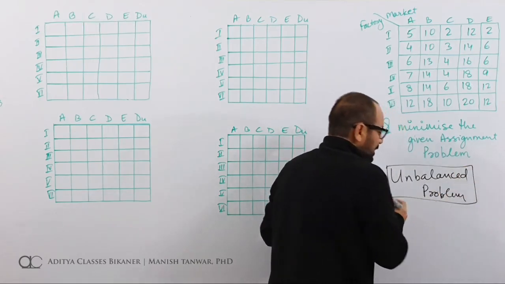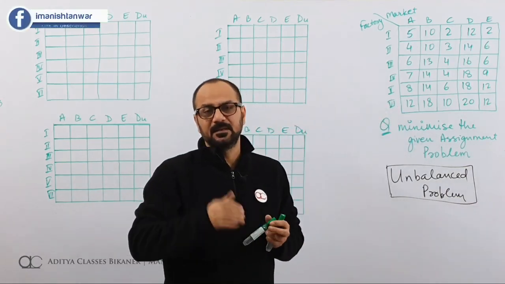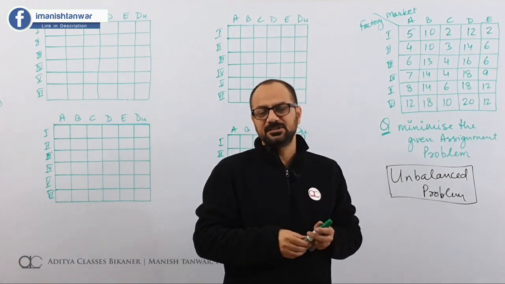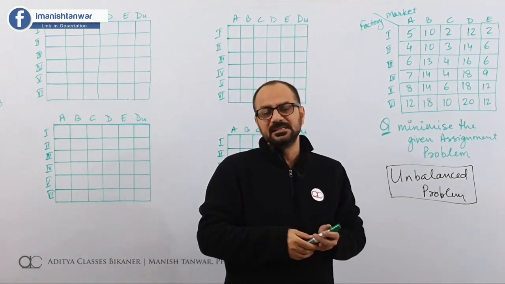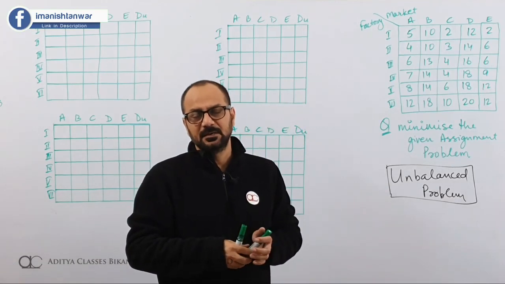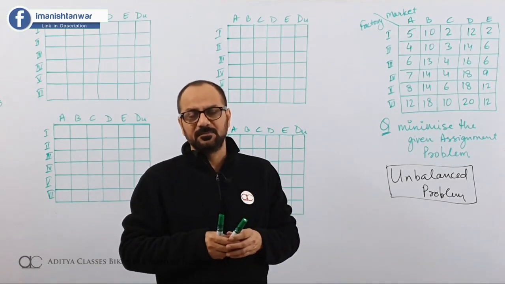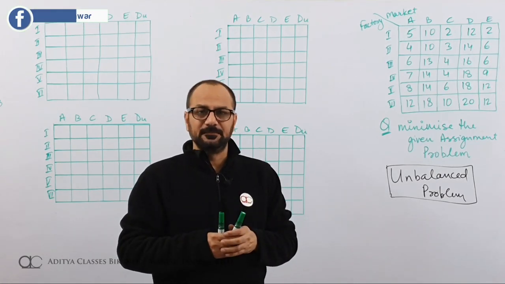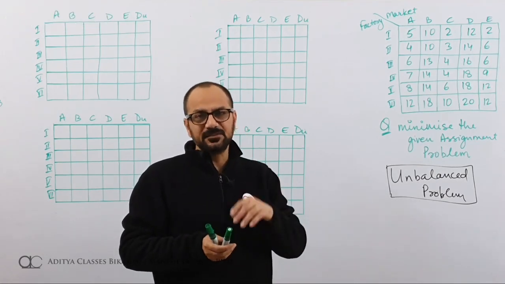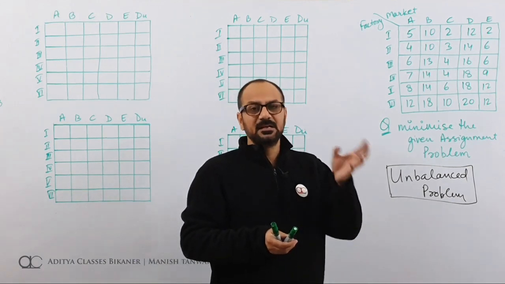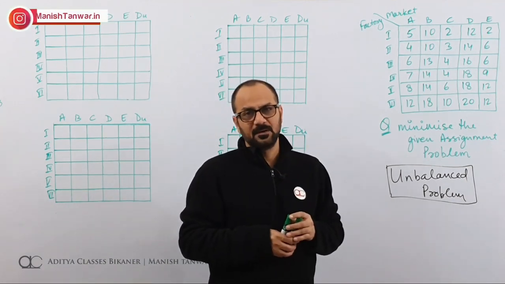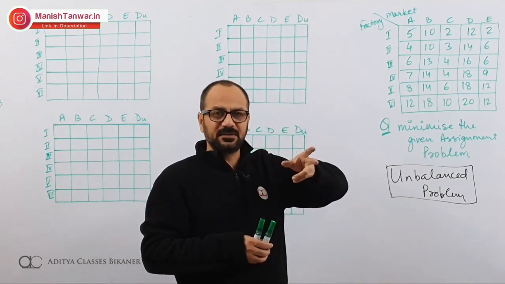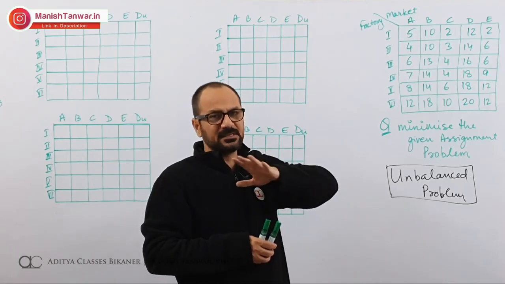Why unbalanced problem? Because in an assignment problem, number of rows should be equal to number of columns, number of sources should be equal to number of destinations, number of jobs should be equal to salesmen or workers. Number of machines should be equal to number of jobs. Number of salesmen should be equal to number of territories. If there is a mismatch, someone will be sitting idle. Some task will be sitting idle, some machine will be sitting idle, some salesman will be sitting idle, some territory might go idle. So in such cases, in assignment, we should have number of sources and number of destinations, or number of rows and number of columns same.